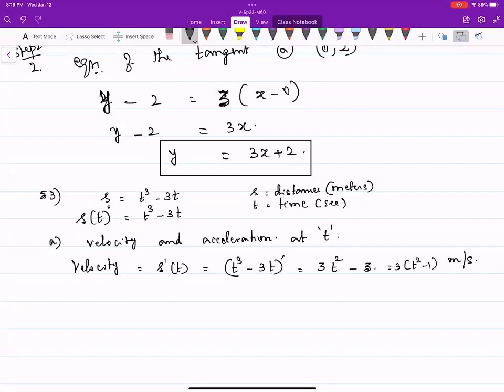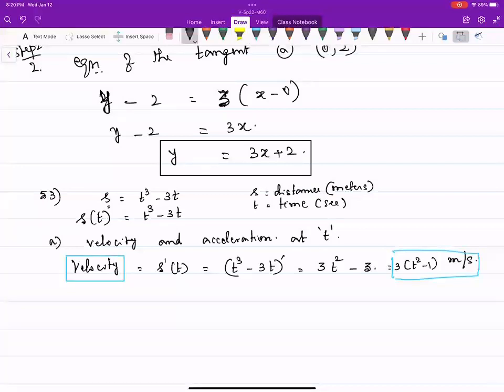Velocity is rate of change, which is change in position over change in time, or change in distance over change in time. Displacement over time. So displacement is measured in meters, time is measured in seconds. So it's meters per second. So the first part is this, that is the velocity.